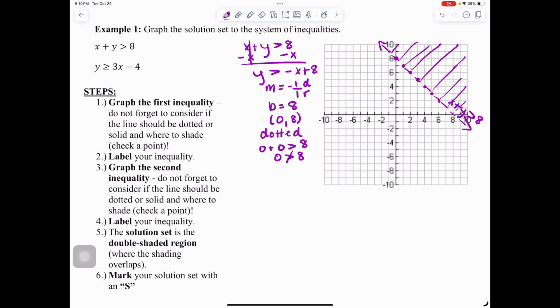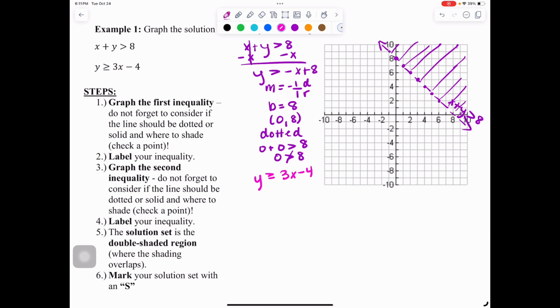So now we will plot our second inequality. This one is y is greater than or equal to 3x minus 4. So we already did step 1 and 2. We graphed the first inequality. We considered where to shade and dotted or solid. We labeled it. Now we're going to repeat that process again. So graph your second inequality. Make sure you think about dotted, solid, and where you should shade, and make sure you label. So 3 and 4 is what we're going to do now.